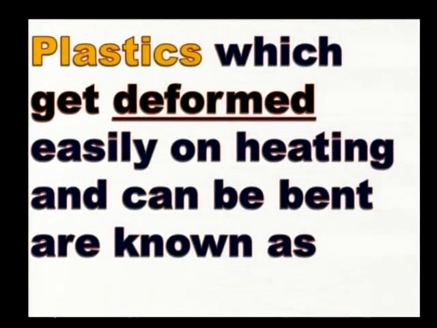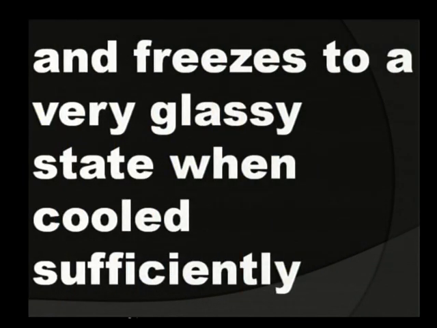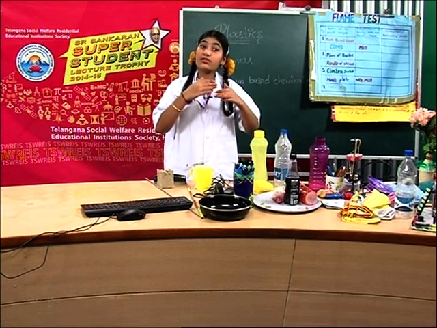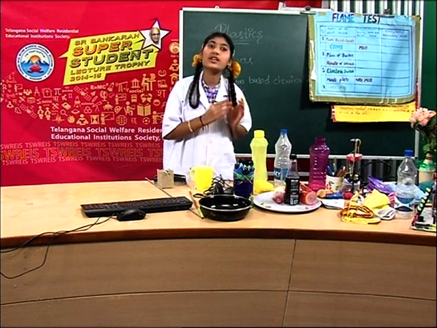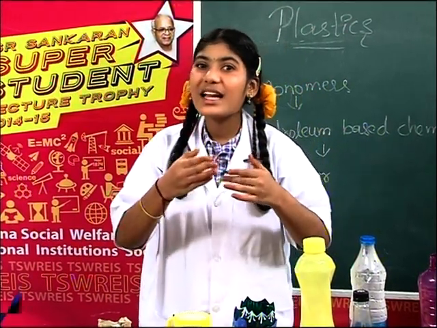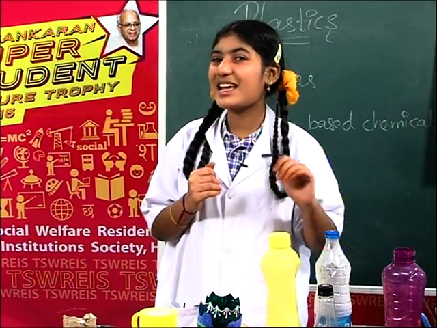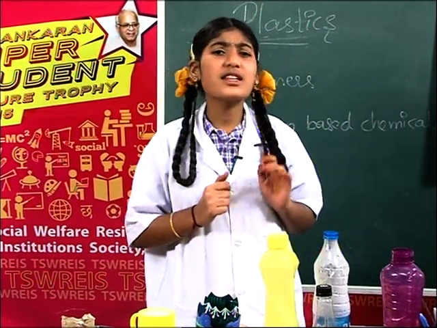This is thermoplastics. Plastics which get deformed easily on heating and can be bent are known as thermoplastics. A thermoplastic is a polymer that turns into a liquid when heated and freezes to a very glassy state when cooled sufficiently. Did you understand, friends, what is thermoplastics? Yes, plastics which deform easily on heating and can be bent. When we heat them, they become liquid, and when we cool them, they become glassy. Those types of plastics are called thermoplastics.